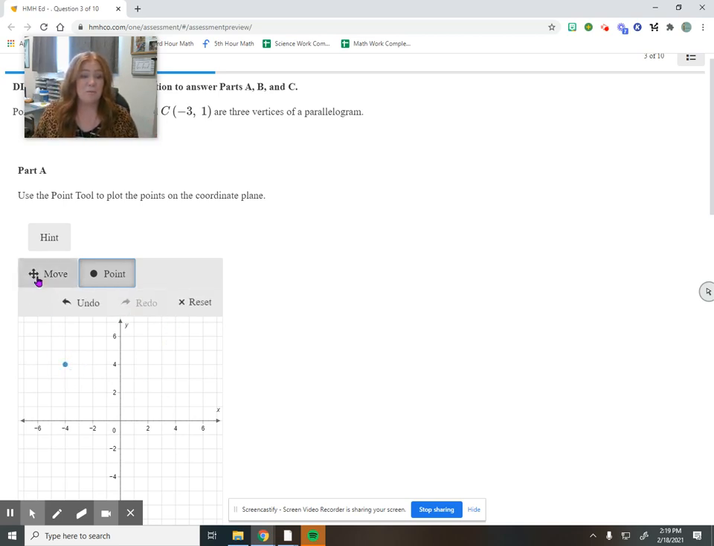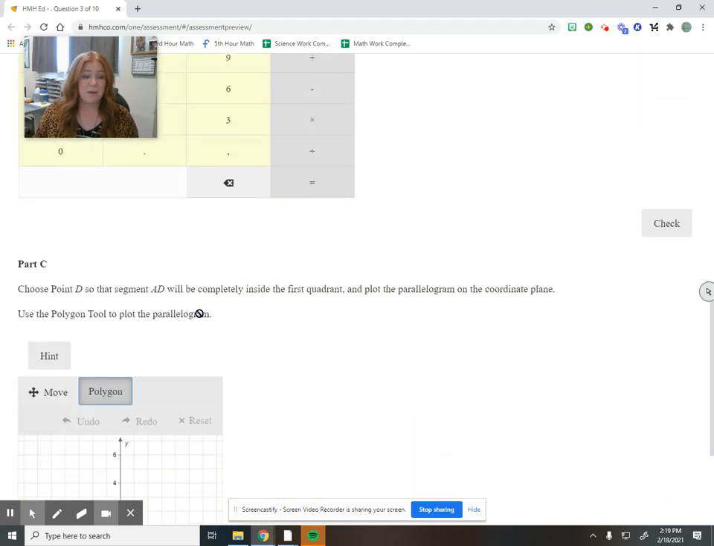You can also move a point once you've made it by switching over to the Move tab here. So if you want to make a point, all you do is click where you want the point to go. If it's not where you wanted it, you can always move it or try again with the undo.